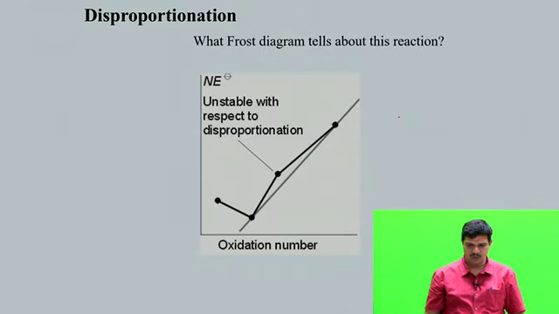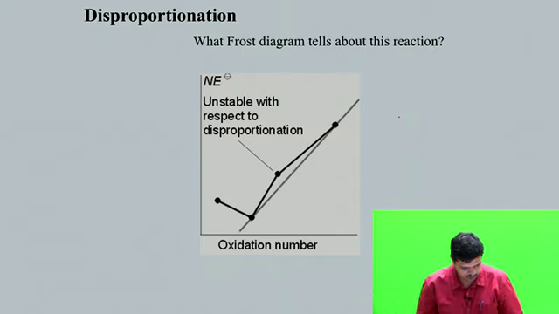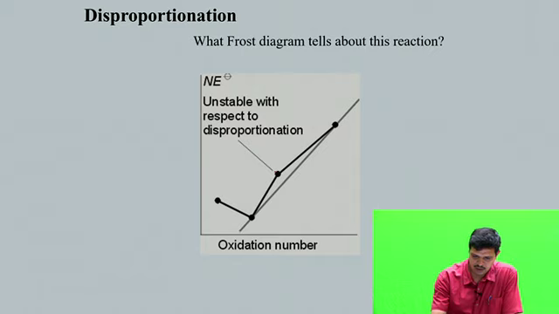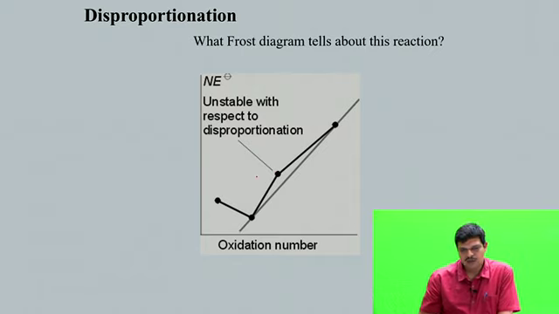Now, from the Frost diagram, you will be able to know which species can undergo disproportionation reactions without calculating the delta G 0. Like in the Latimer diagram, you have to calculate delta G 0 and prove that this species can undergo disproportionation. But if you have a Frost diagram in your hand, you will be able to know which one can easily undergo disproportionation reactions.